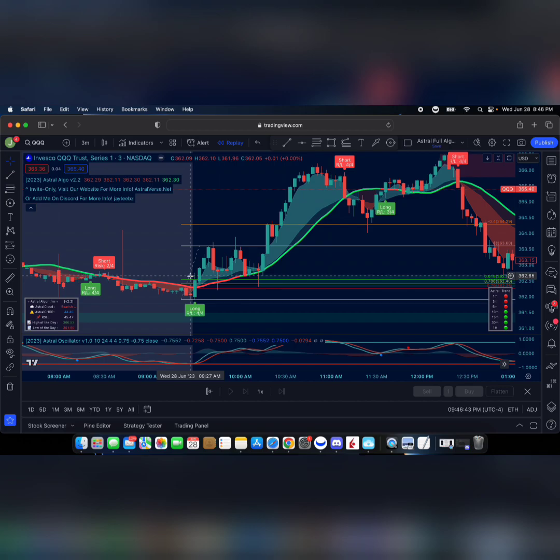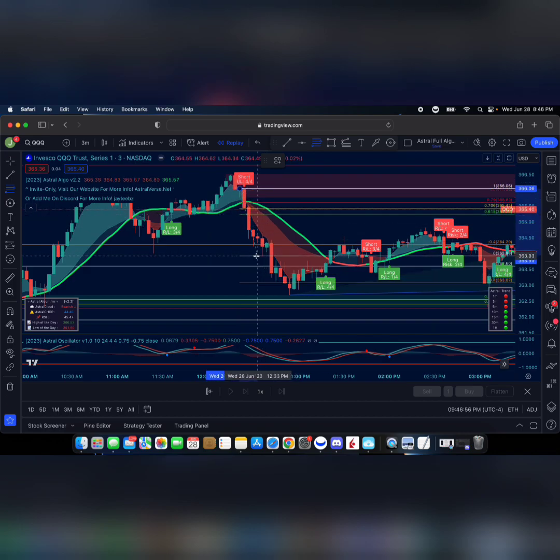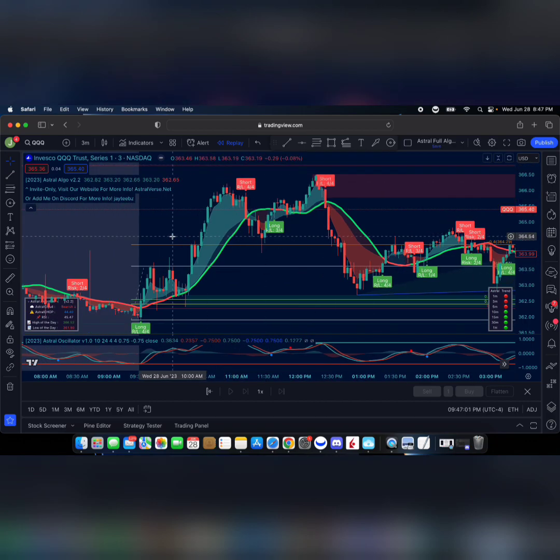Remember, when you play fibs, make sure for calls you put it at the bottom, swing low to swing high, and for puts, you put the swing high to swing low. That's how you do it. That's how I do it.